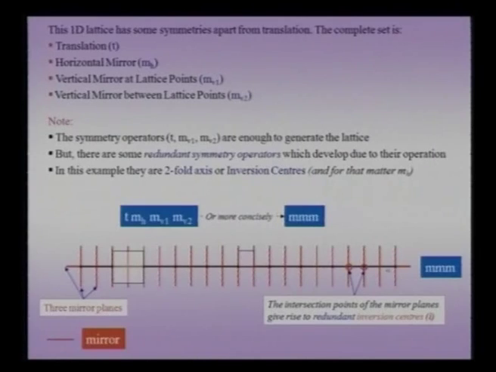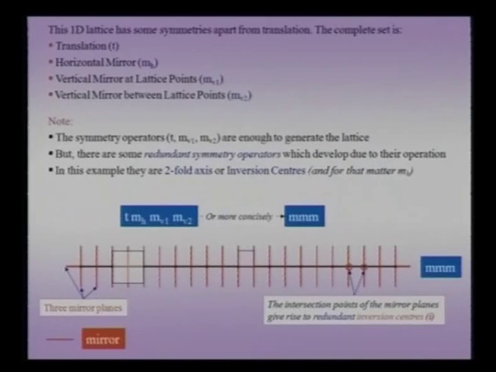For instance, this lattice also has a horizontal mirror, which I call MH. So, putting together all the symmetries of this one dimensional lattice, it has a translation, which is the generator of this lattice. There is a horizontal mirror, there is a vertical mirror 1, which is located at the lattice points, and vertical mirror 2, which is again an equivalent set, but displaced by a distance of half the lattice parameter.